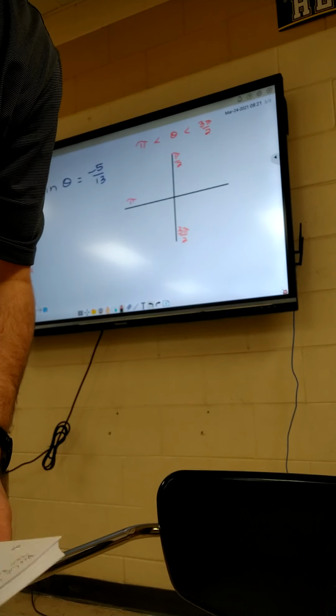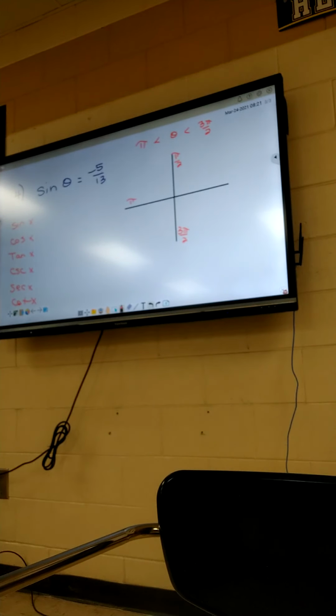Problem number 4. Now this sheet says test tomorrow, but we are going to do it Friday, not tomorrow. All right, everybody start on number 4.